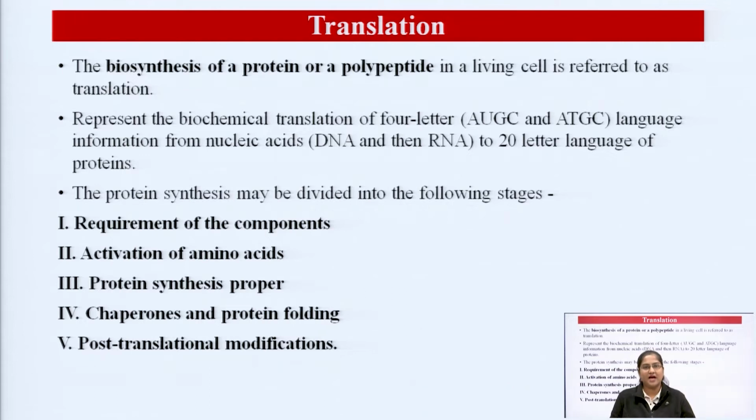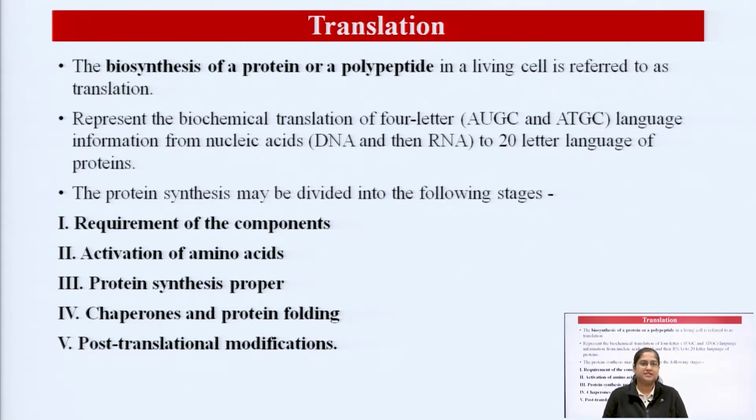That means we are now changing the letters from our nucleotide sequence, ATGC and AUGC, into the 20 amino acid language. We have 20 amino acids, 10 are essential and 10 are non-essential. Proteins are the polypeptide sequences, the functional polypeptides, or the polymers of amino acids. So, protein synthesis may be divided into the following steps.